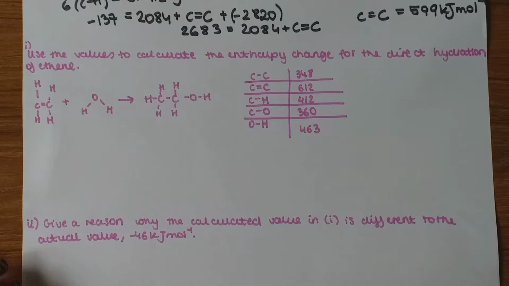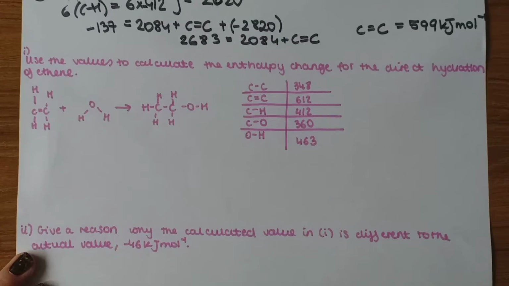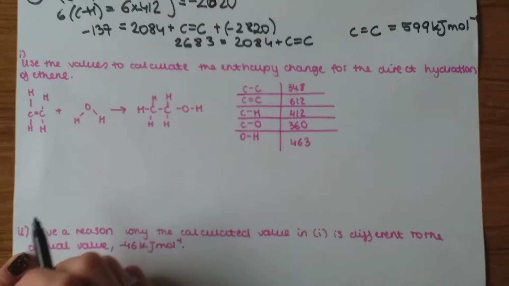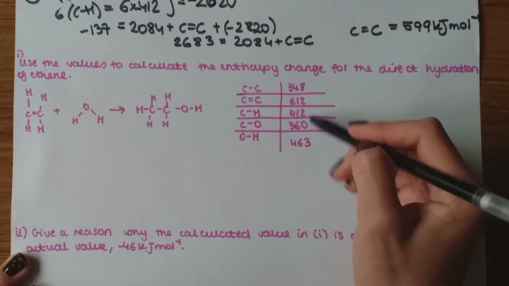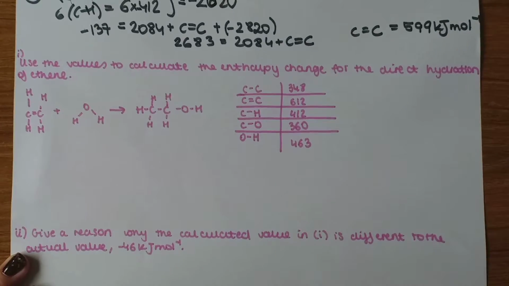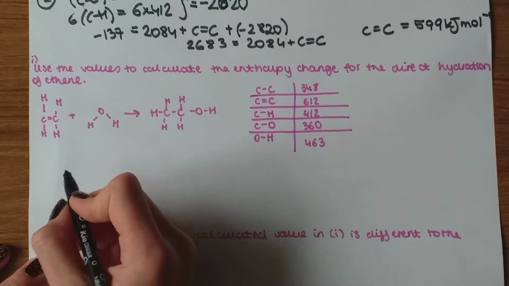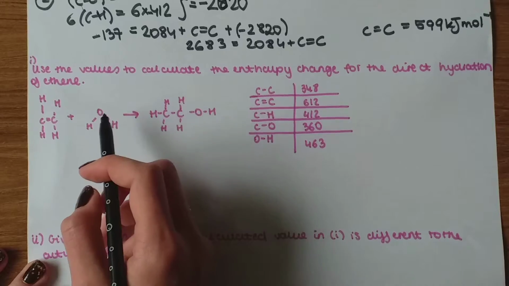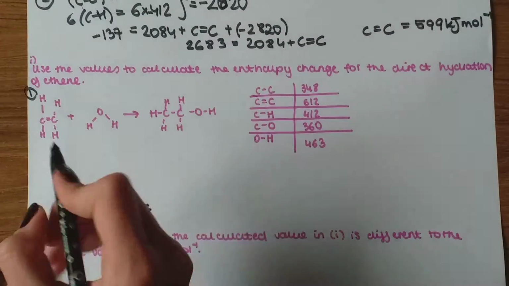So the next question I've got here for you has 3 parts. We're going to start with the first one. Use these values in the table. These are the average enthalpy change for these bonds. Use these values to calculate the enthalpy change for the direct hydration of ethene. This is the equation for hydration of ethene. They already drawn out the molecules for us, so this is our first step.